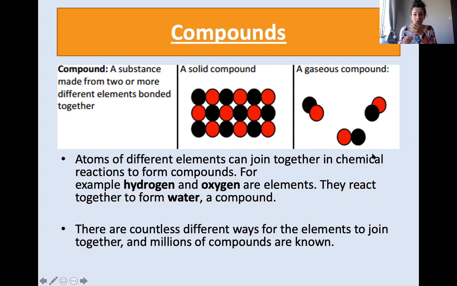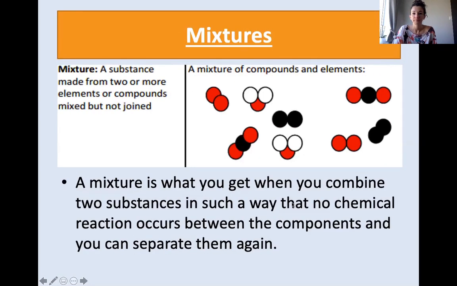Now, the key part to remember is that the different types of atoms are chemically bonded together, so we can't just separate them out through a physical process. They've got chemical bonds holding them together. And some common examples. A common example here: hydrogen and oxygen. They're elements. They can react together, they can chemically bond together to form water, which is a compound.